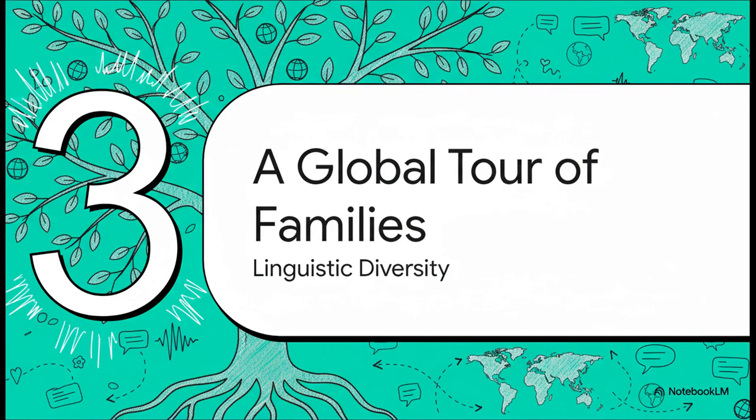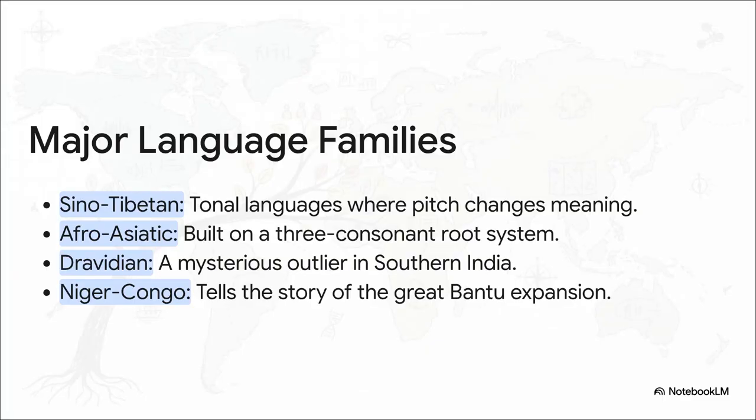Now, as big as the Indo-European family is, it's really just one piece of this giant global puzzle. This whole family tree model works all over the world. So let's take a quick world tour, shall we? Everywhere you look, you find these families, and each one has its own amazing signature. Like over in East Asia, you've got the Sino-Tibetan family, famous for tonal languages like Mandarin, where just changing the pitch of your voice can completely change a word's meaning.